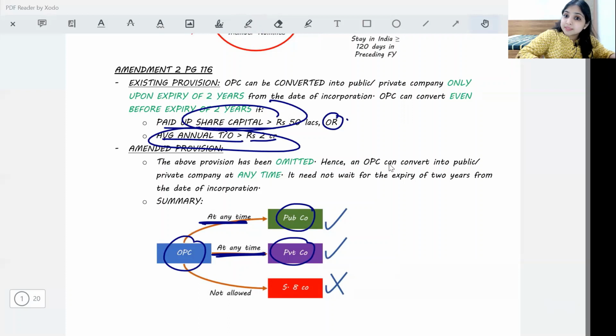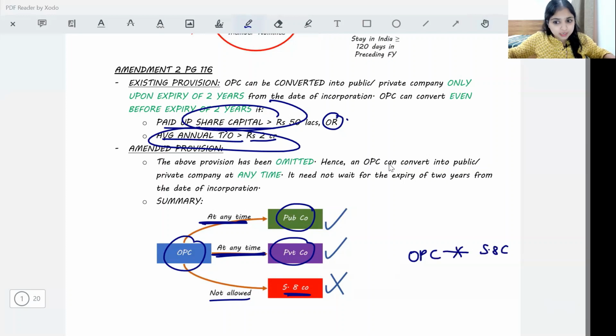Even earlier, a one-person company could not be converted into a Section 8 company. Even now, a one-person company cannot be converted into a Section 8 company. No change in that. A one-person company can never get converted into a Section 8 company. But then where is the change?